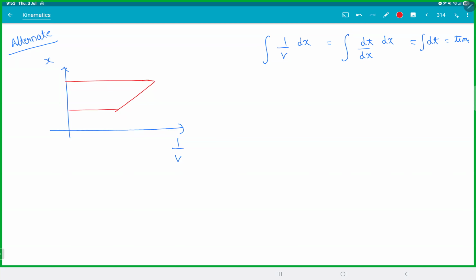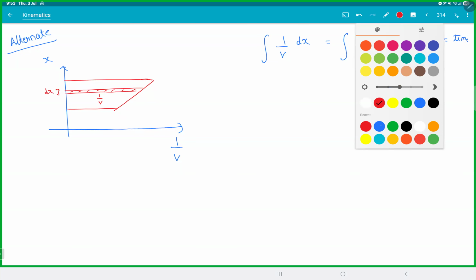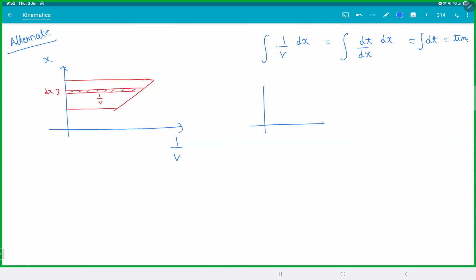Because see, when you take strips, how will you take the strips? This will be dx. This side will be 1 by v. Isn't it? So the area must be taken on the left-hand side. It's not vertically down. So that area under the graph will give you time. So in an x, 1 by v graph, if you give me a graph like this, this area is integral 1 by v dx, and this is time. Yeah, if it clicks, then it is great. Now it is pretty easy to solve.